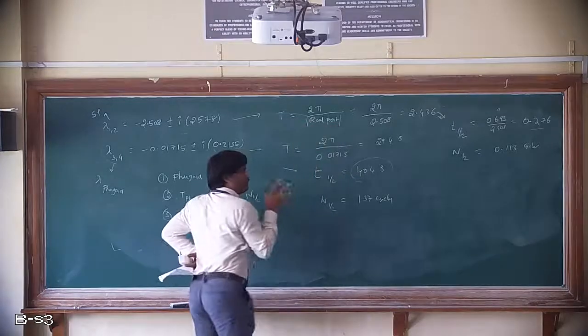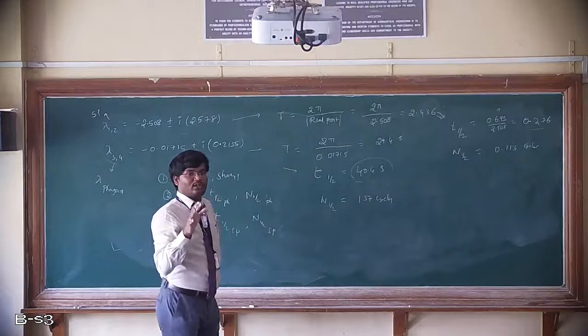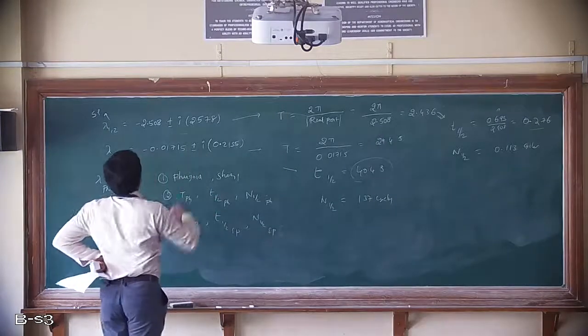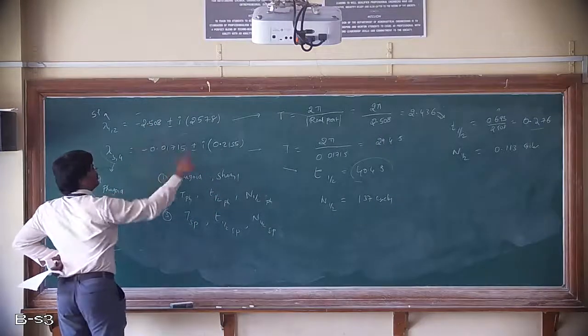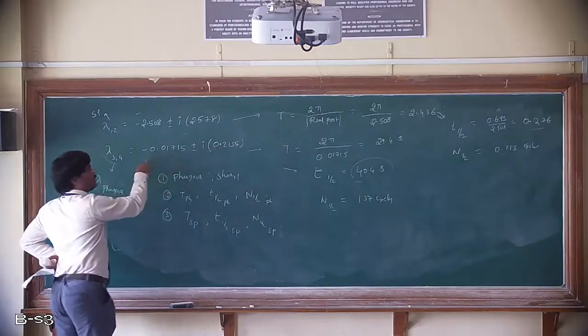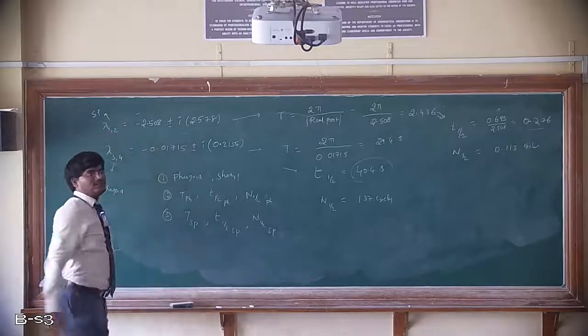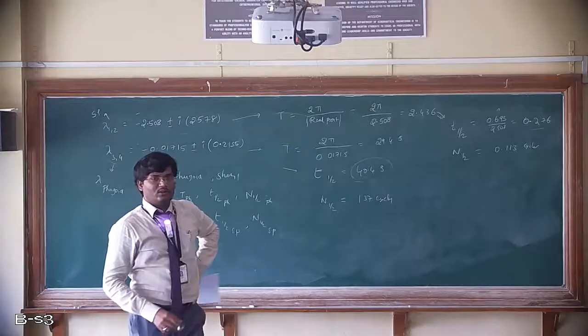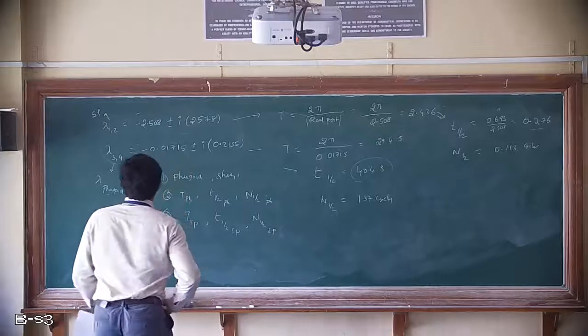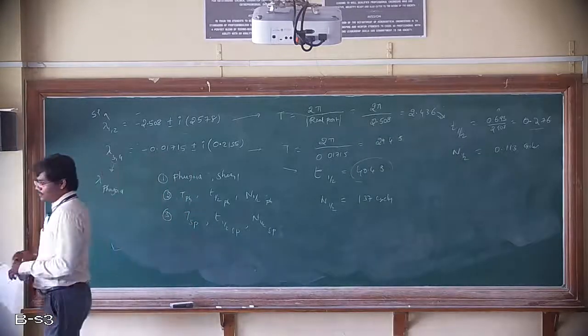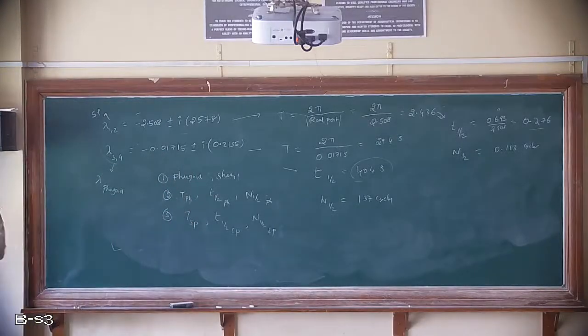For the Phugoid mode, the time period is more. Remember, the time period is inversely proportional to the real part of the root. So if the real part is less, then that is called Phugoid mode. If the real part is more, that is the short period mode. I hope you understand how to identify the Phugoid mode and the short period mode.